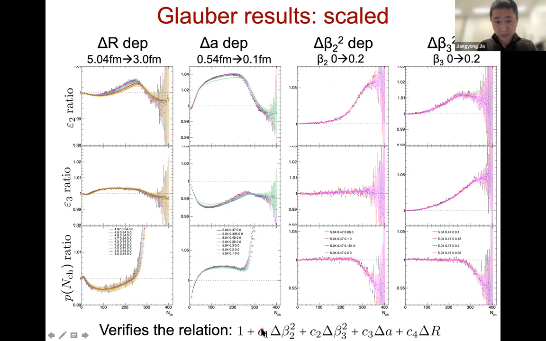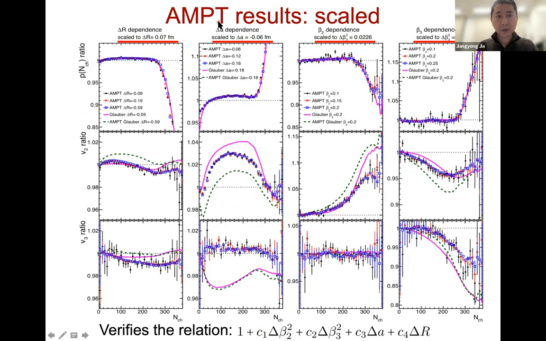Of course, that's in the global model, but I can also run a dynamic model like AMPT. I vary the R, A, beta two, and beta three in some range, and I scale back. When I scale to the actual expected difference between ruthenium and zirconium, you can see they fall on top of each other. What you pay attention to are the symbols, the black, red, and blue. They all fall on top of each other in all cases. The global model scaled value is shown by this pink line. You can see for multiplicity, it works really well. But for flow observables, there are some quantitative differences, right? That means maybe the response is not trivial, but at least the scaling relation works, okay?